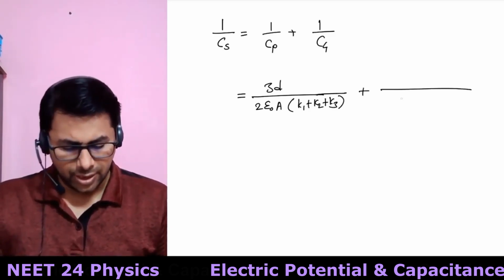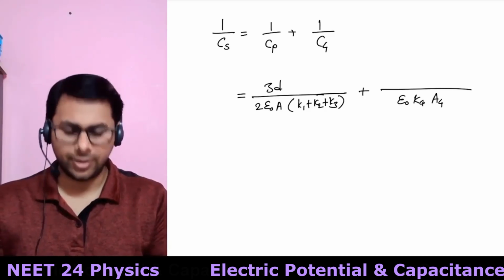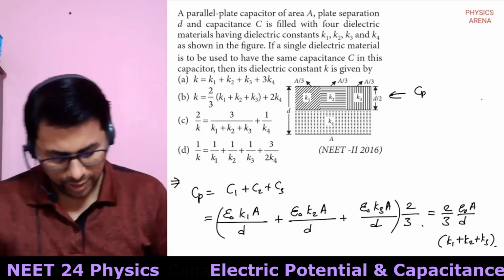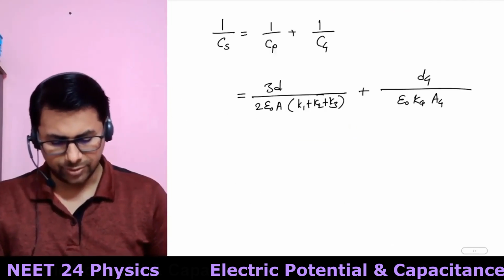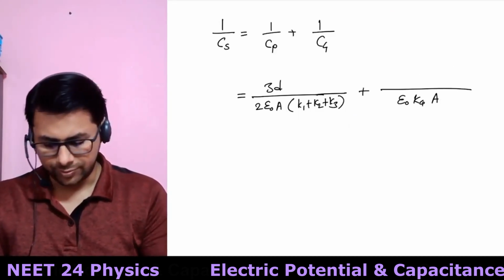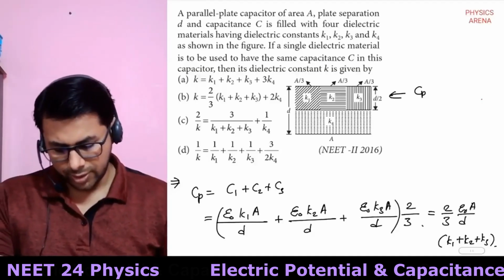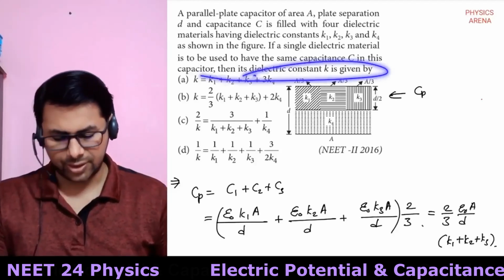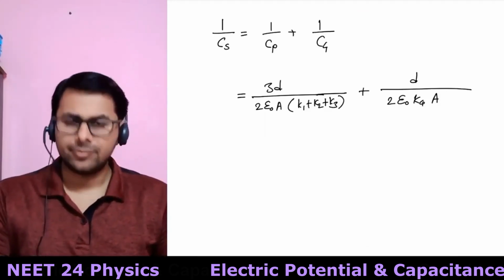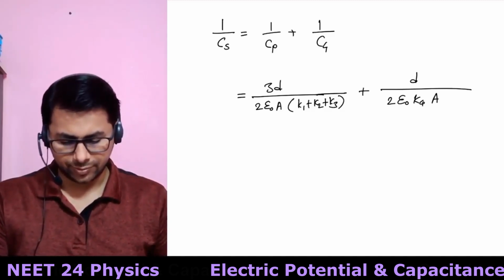And C4 is epsilon naught K4 times A4 upon D4. So what is A4 and D4? A4 is the total area A, D4 is D by 2, right? So that D by 2 will come here. Then you want the dielectric constant of this thing. If this is one capacitor, then how much would be the dielectric constant? That is the question.